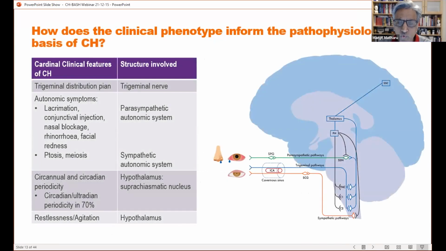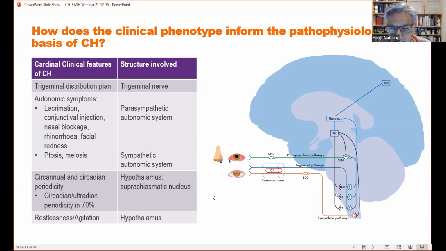Now, what is going on in the brains of people with cluster headaches? What is the pathophysiological basis of this? A lot of this can be worked out just from the phenotype. We know the trigeminal nerve has to be involved because of trigeminal distribution pain. We know about the parasympathetic loop: there's a trigeminal input, and you get an output through the superior salivatory nucleus and the sphenopalatine ganglion that mediates a lot of the parasympathetic effects, such as the eye going red, watering, nose becoming blocked and runny. So we know that must be involved.